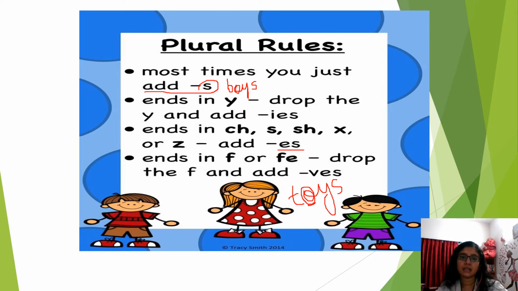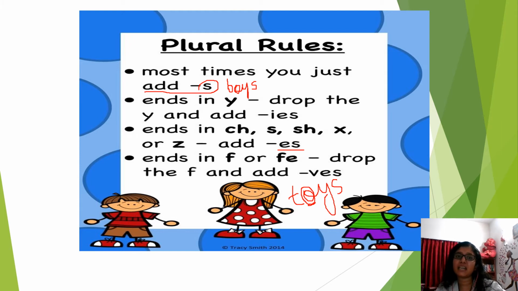Okay, so all these you have to add es at the end. Then there are some nouns that end in f or fe. If such words are there, what you have to do is take out that f or fe and just add ves at the end.